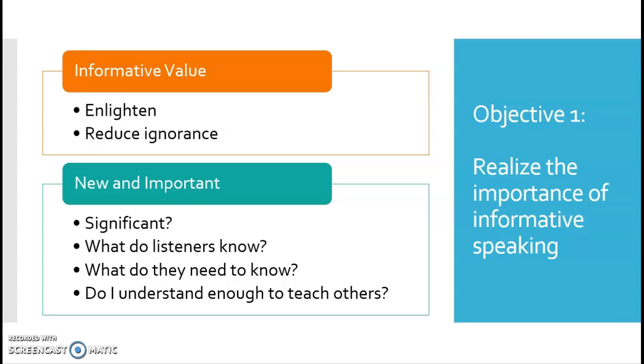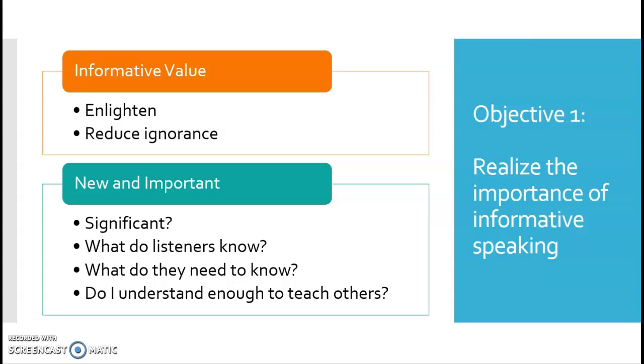The true value of informative speaking is to enlighten, to help listeners learn, to help them grow, to help expand their mind. The purpose of informative speaking is not to convince, it is not to persuade, it is to simply enlighten. Our education system is largely built around informative speaking. You are learning, growing, and expanding your mind class by class by class.